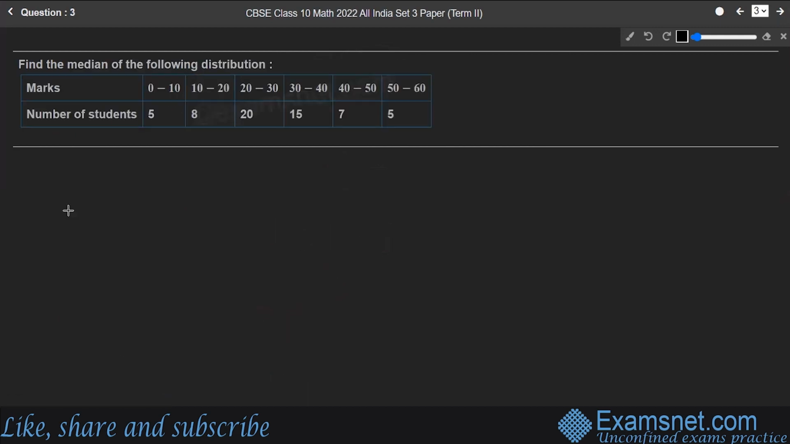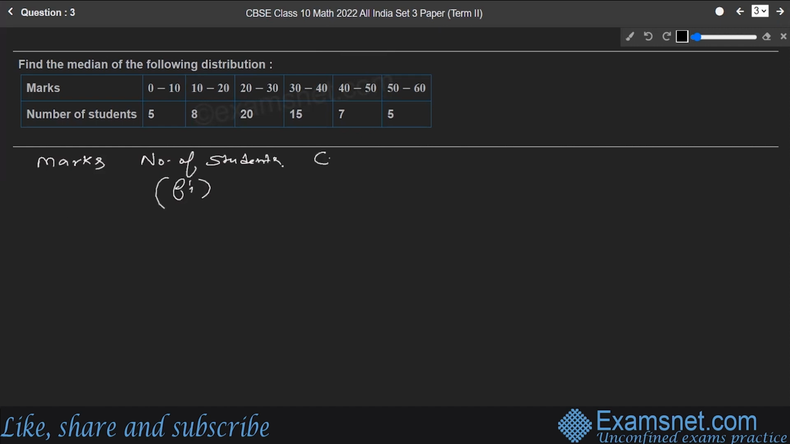Next, find the median of the following distribution. There are marks given, and number of students given. So to find the median, we are supposed to make another table like that. Let us start making the table. Marks will be one of the columns. Then there will be number of students, which will be another column. Let us take the number of students as the frequency.